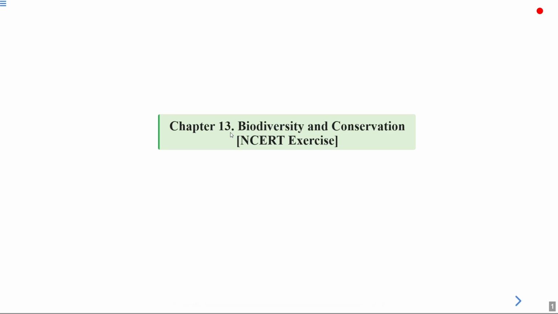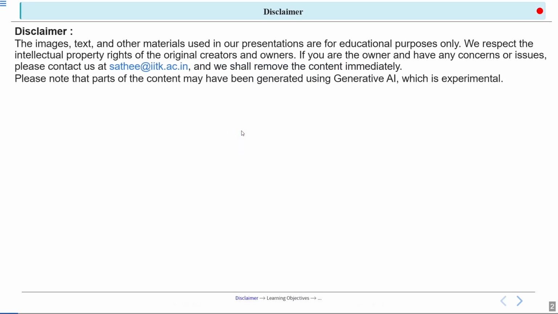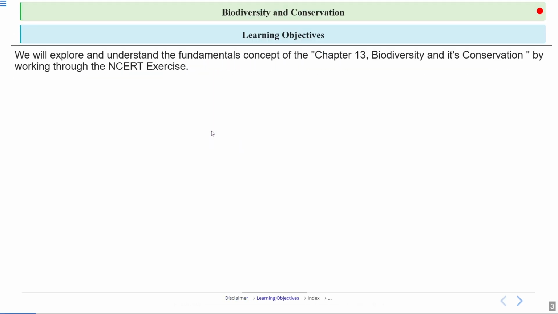And today we'll be discussing the NCERT exercise for the chapter Biodiversity and Conservation. This is the disclaimer. So let's understand the objectives of today's session. Today we'll be understanding and discussing the basic concepts related to the chapter Biodiversity and Conservation for working through the NCERT exercises. These questions are based on certain concepts, so we'll discuss these concepts by discussing these NCERT exercise questions.